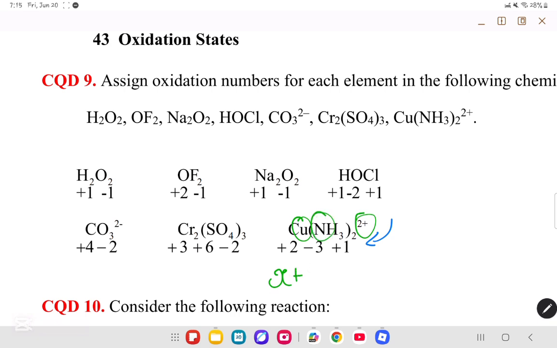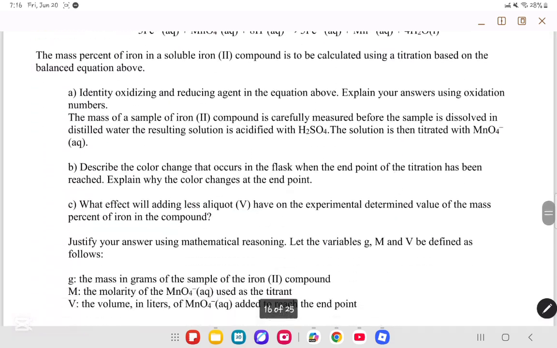If you look at the periodic table and you find nitrogen, you will find that it is in the 5th column. In the 5th column, their oxidation number is what? It is -3. This is one way you could also memorize it. Plus 3 times 1 is equal to what? Is equal to +2. Right, so this will be x is equal to 2. Very simply, this is how to solve CQD number 9. We'll move on to CQD number 10.